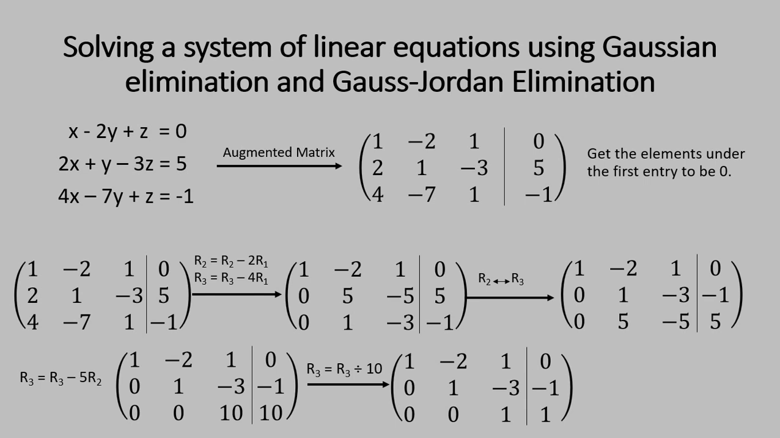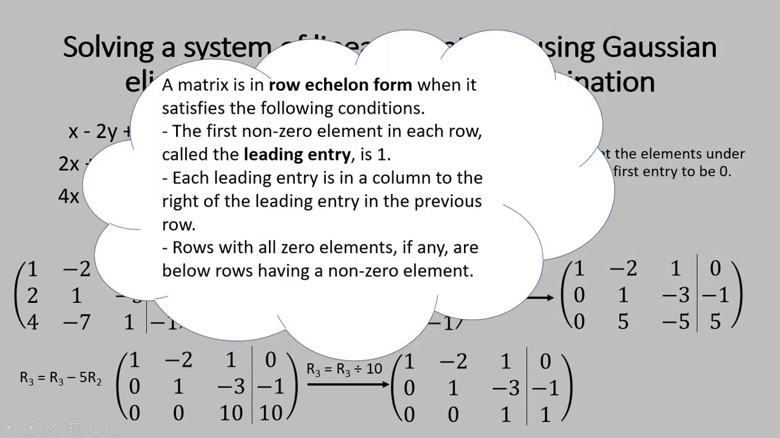So now we have it in row echelon form, and we are now able to derive a few things. Just a note before we do that, a matrix is in row echelon form when it satisfies the following conditions. 1, the first non-zero element in each row is called a leading entry, and it's 1. 2, each leading entry is in a column to the right of the leading entry in the previous row. 3, rows of all 0 elements, if any, are below rows having non-zero elements. So you might also want to take note of these.